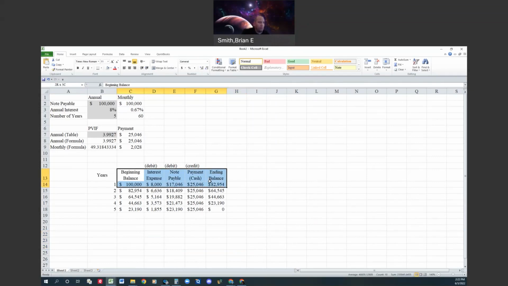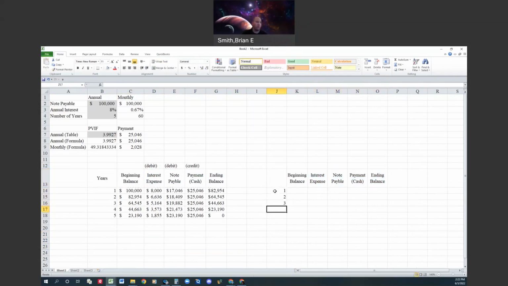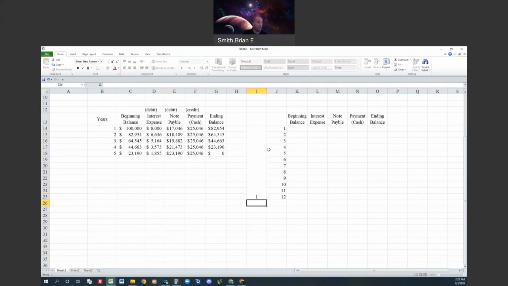We want to know, because we don't deal in annuals, we deal with monthlies. We're the little guy. We don't have annual payments. They just don't exist for us. So we're gonna go 1, 2, 3, 4, 5, 6, 7, 8, 9, 10, 11, 12, and that's gonna represent every month that we have. This is the number of years. Let's go ahead and make that there.